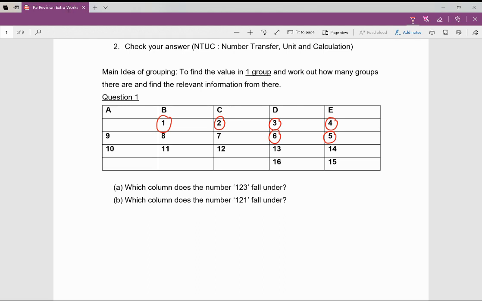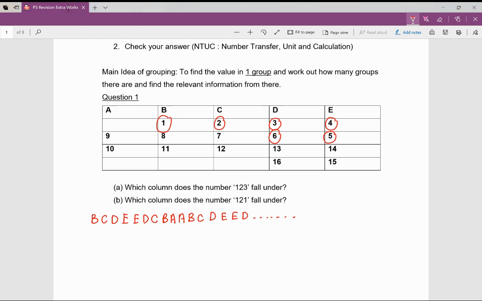I don't do it directly from the table, okay, because you will confuse yourself. You can't see what is in one group. So it will go in this manner. I have B, C, D, E, E, D, C, B, A, B, C, D, E, E, D, so on and so forth.